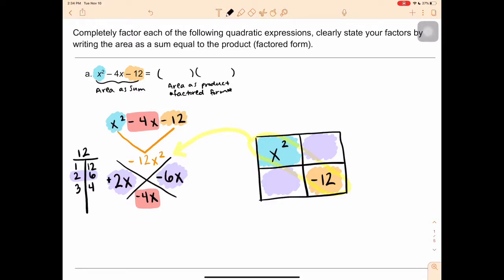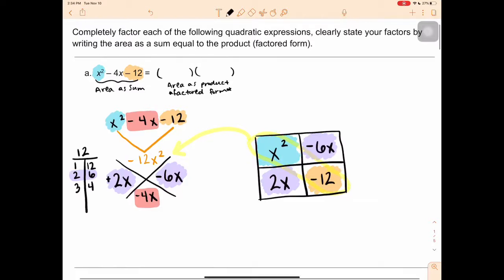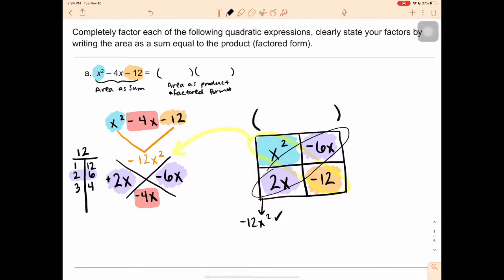So this is where those diamond problems really come in handy, and you have to get really good at them. So here, it does not matter which one I put where. They just both have to be in the box. And then if you check it, 2x times negative 6x is negative 12x squared, just like the diagonal of x squared times negative 12.